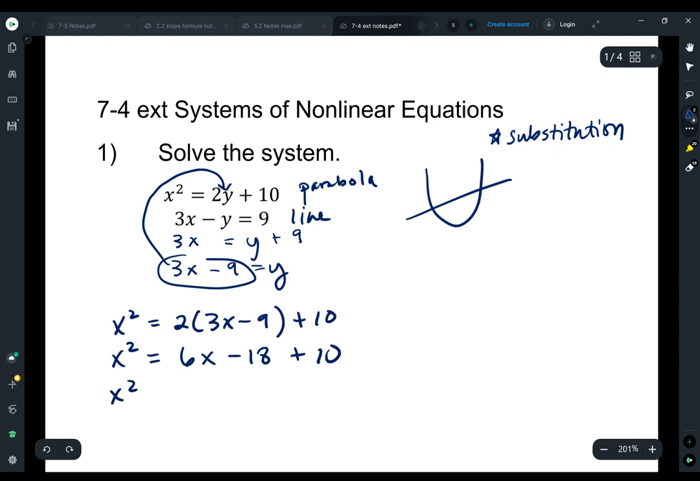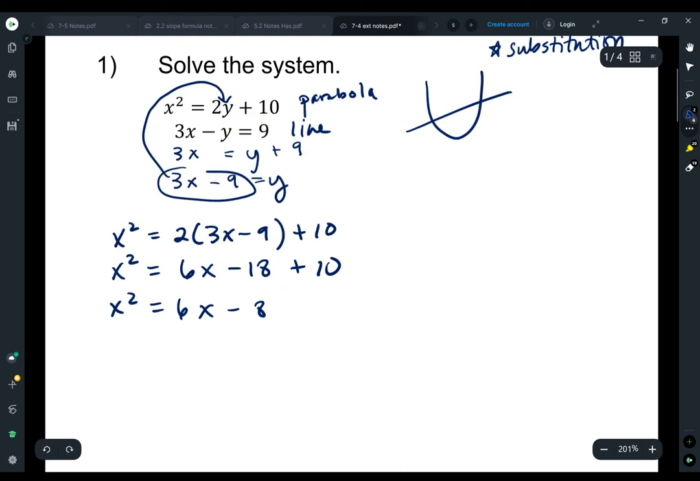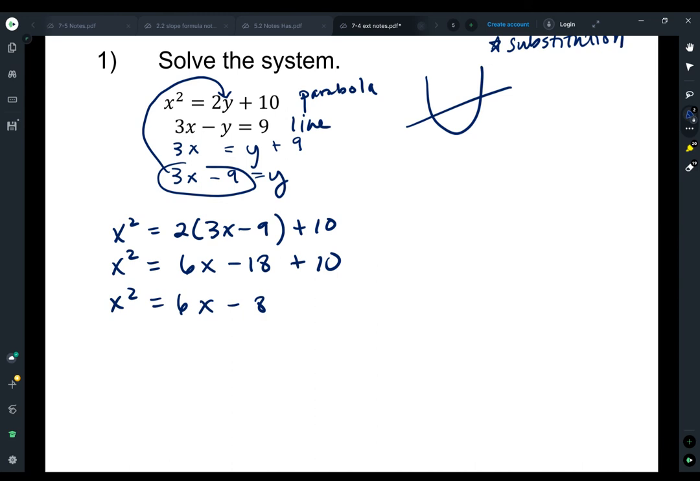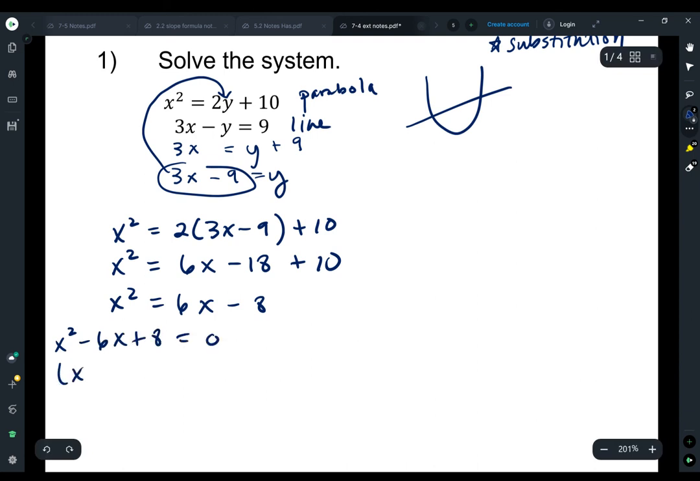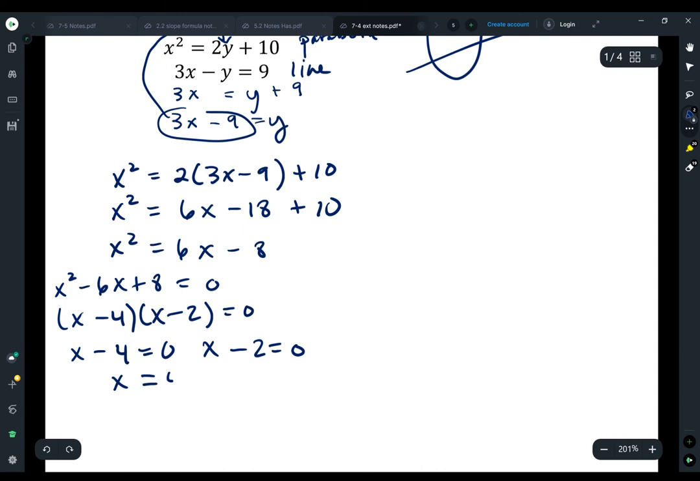So at this point, I can tell I definitely have a quadratic. Anytime I have a quadratic, I want to get everything on one side, 0 on the other, and hopefully factor. So we want everything on the same side as x squared, and then we'll factor it. It looks like I will definitely have two x's, which means this line crosses my parabola in two places. So we get 4 and 2.